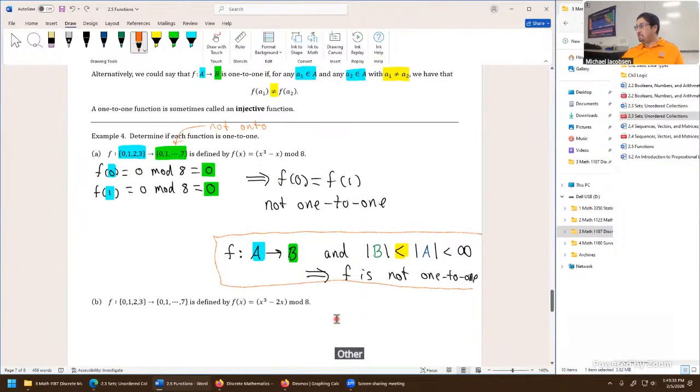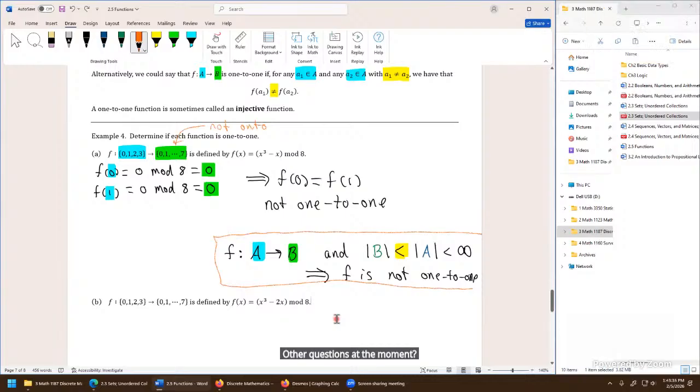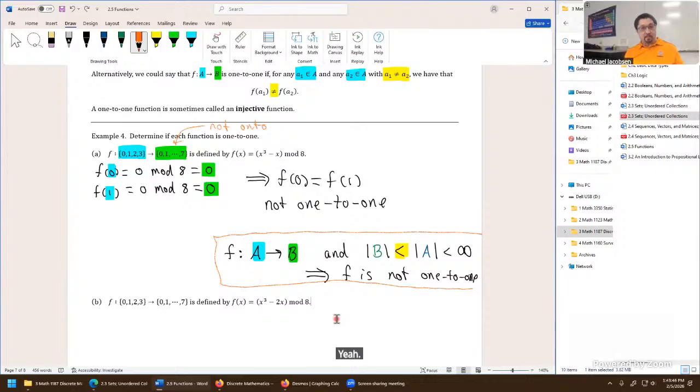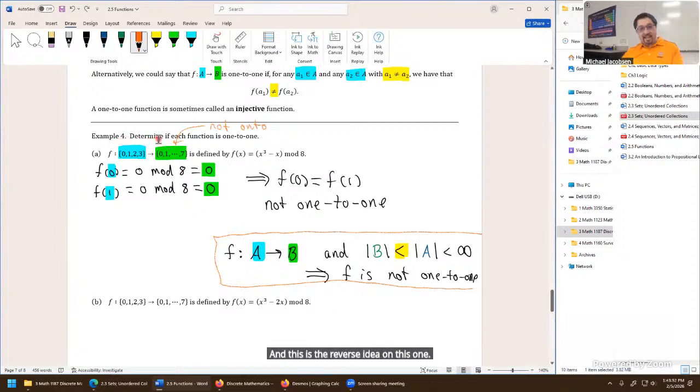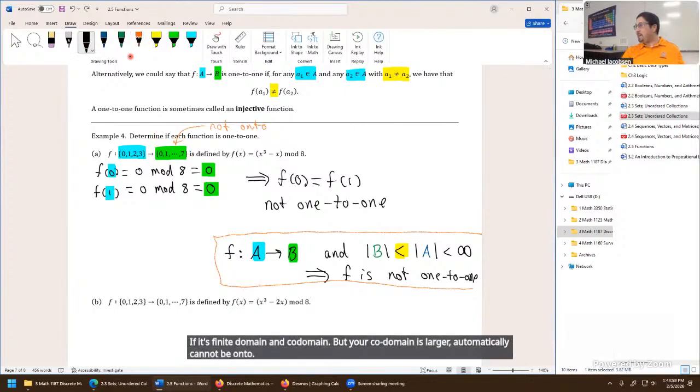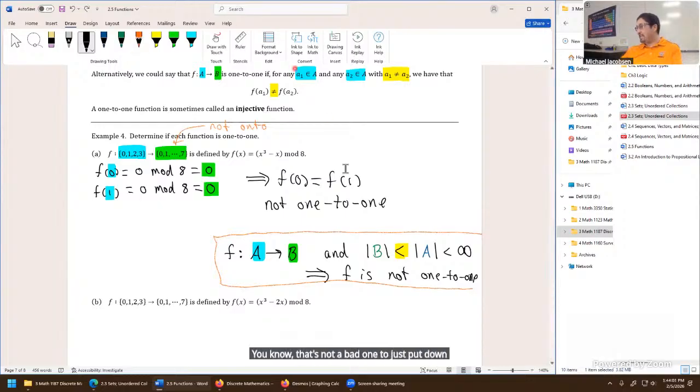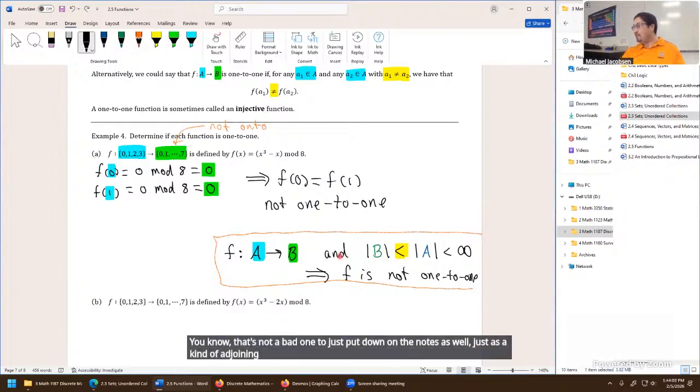Other questions at the moment? So if our codomain is smaller than our domain, it might not be one-to-one, but it could be onto. Yeah, exactly. So it would definitely not be 1-to-1, but onto is an absolute possibility. And this is the reverse idea on this one. If it's finite domain and codomain, but your codomain is larger, automatically cannot be onto. That's not a bad one to just put down on the notes as well, as a kind of adjoining topic.